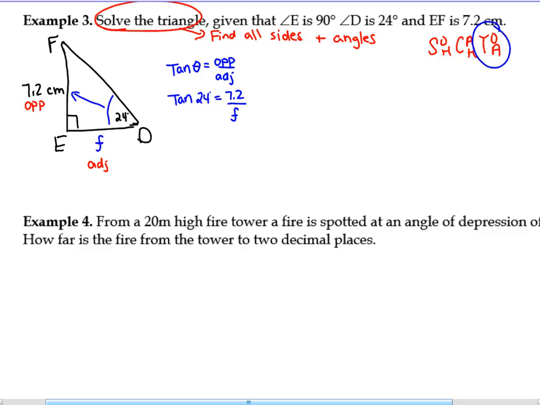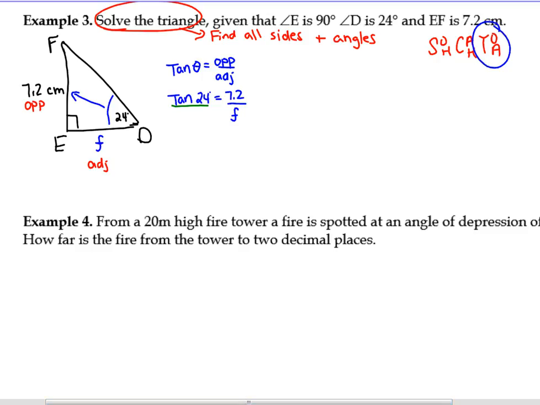Depending on how your teacher showed you, there are different ways to solve this. One way is to take tan 24 and put it over 1, so you have two fractions equal to each other, and then you do the thing I like to hate doing. I hate it as a high school math teacher, but you cross multiply. That's one method, and it's good for grade 10. We need to get the f off the denominator, so we cross multiply and you get f times tan 24 equals 7.2.